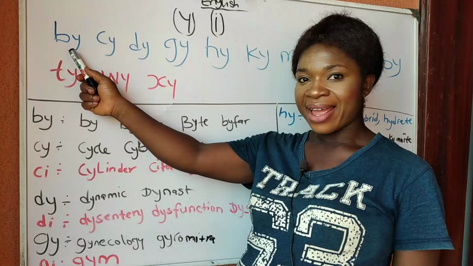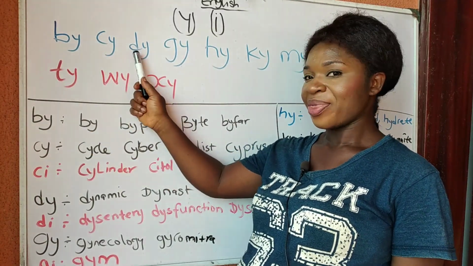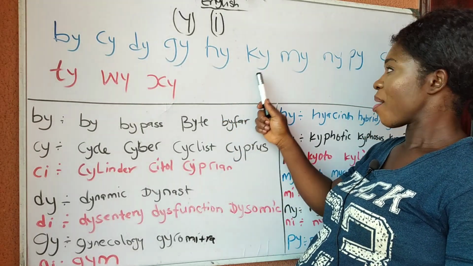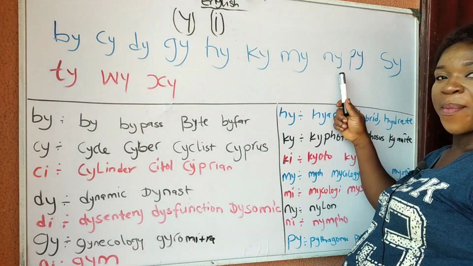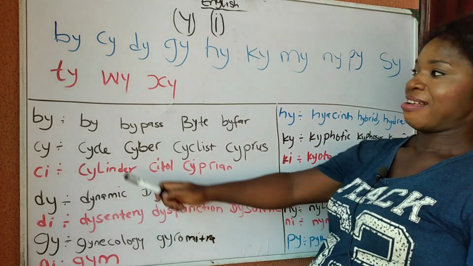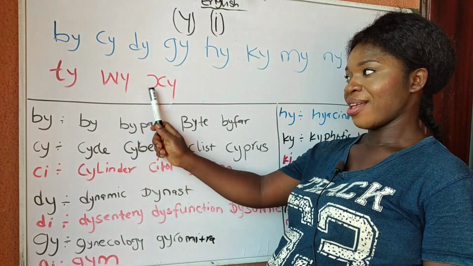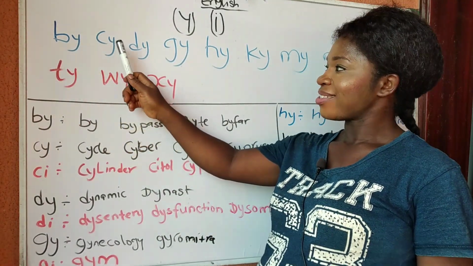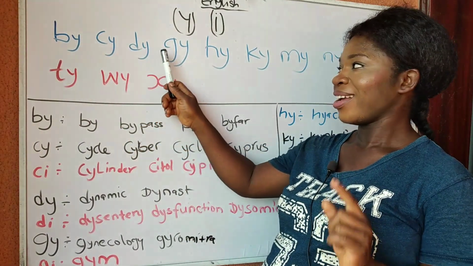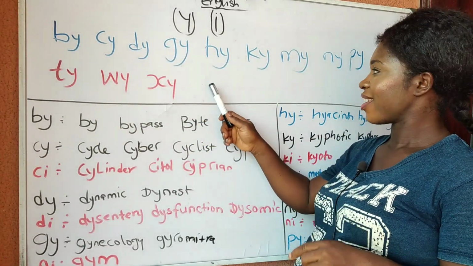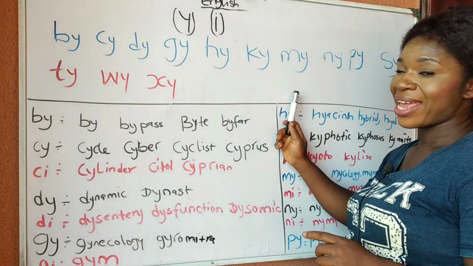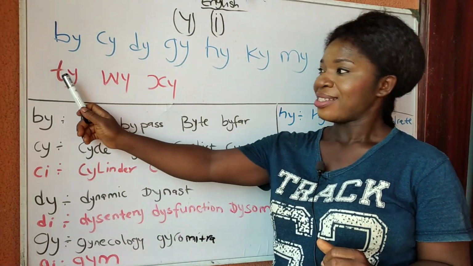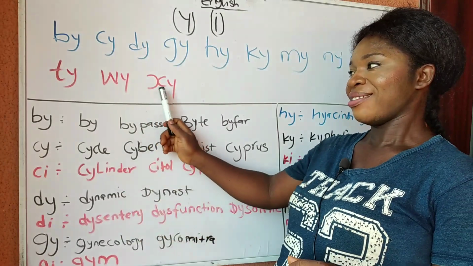We have by, si, die, guy, hi, kai, my, nai, pi, si, tai, y, zai. Alright, let's go over it again.